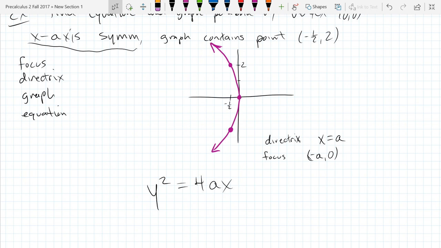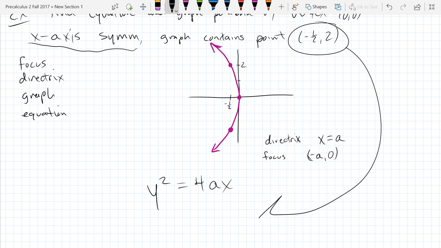Of course, if I plug in my vertex (0, 0), that will satisfy the equation. x is 0, y is 0. That works. What I'm going to do now is take the point that's on the graph. It needs to satisfy this equation, and that will let me solve for a. So I'm going to plug the point in and then solve for a. Go ahead and do that now. Plug that point in. Make sure x goes in for x, y goes in for y. And then figure out what a needs to be.